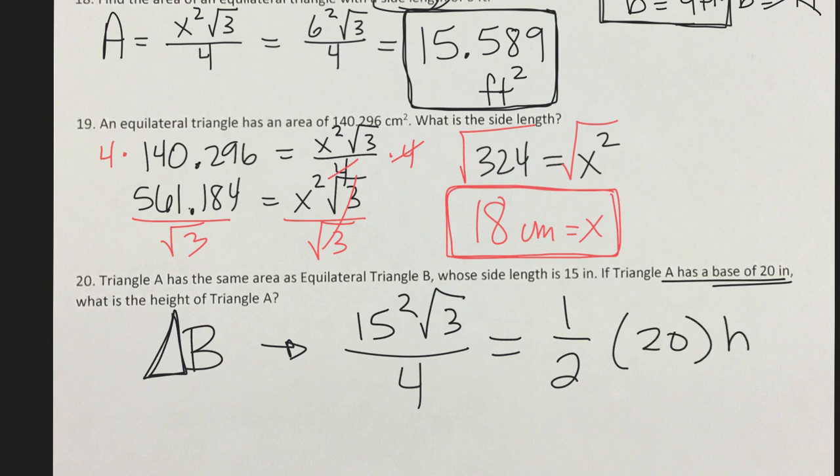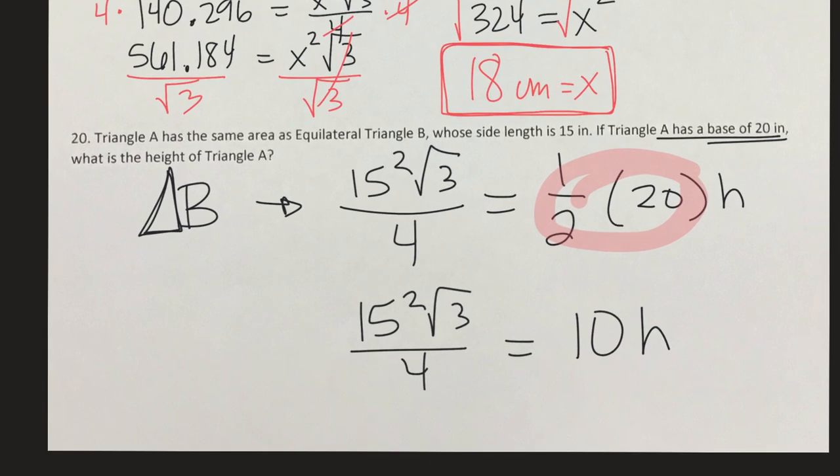Okay, so triangle B is equilateral, so it uses a special formula. Triangle A is not, so it uses the normal formula. Let's see if we can algebra this out. What is half of 20? 10. Let's do this one step at a time. 15 squared times root 3 over 4 equals 10h.